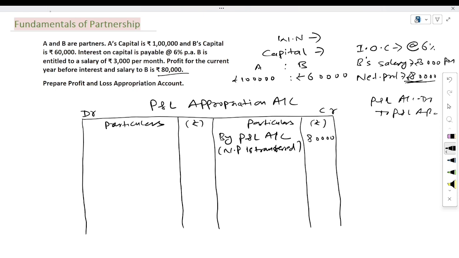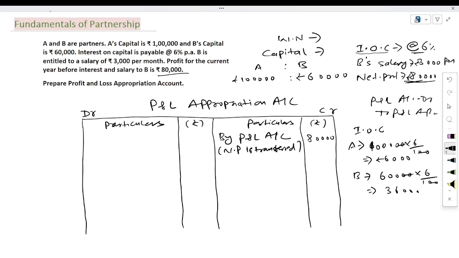Now the question is asking about the interest on capital. It means the firm will provide interest on capital at the rate of 6% per annum. Here we will calculate the interest on capital. What will be the interest on capital of A? How much capital is contributed by A? A is contributing rupees 1 lakh at 6%. It means 6,000 will be A's interest on capital, and how much for B? B is contributing 60,000 at 6%. It means B's interest on capital will be 3,600.